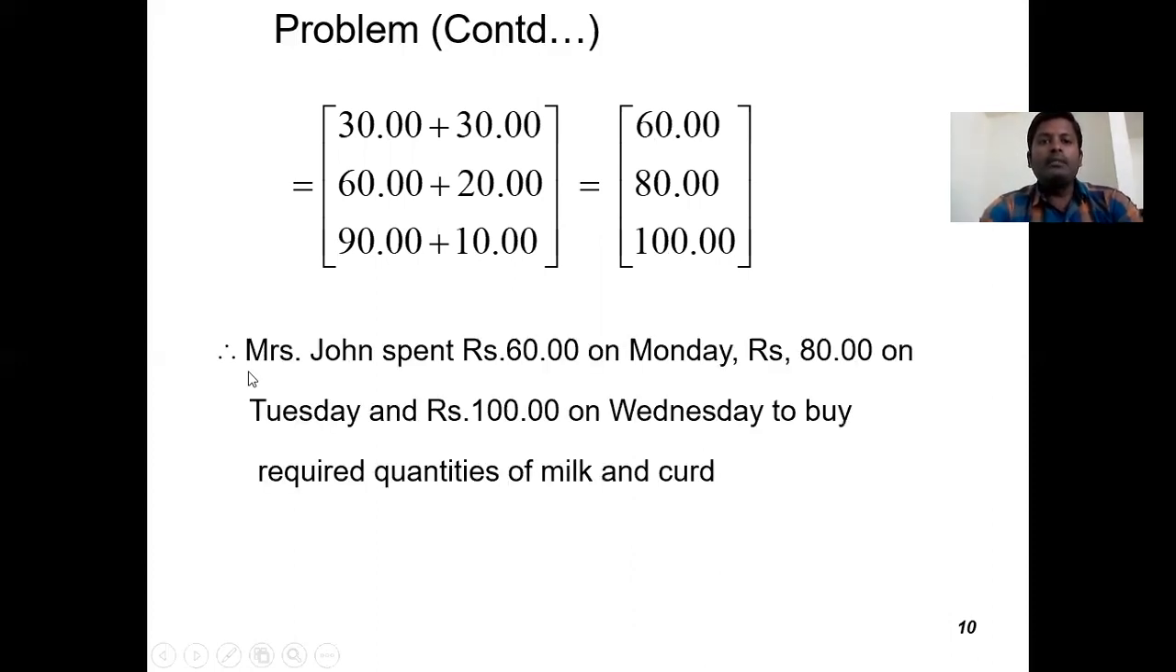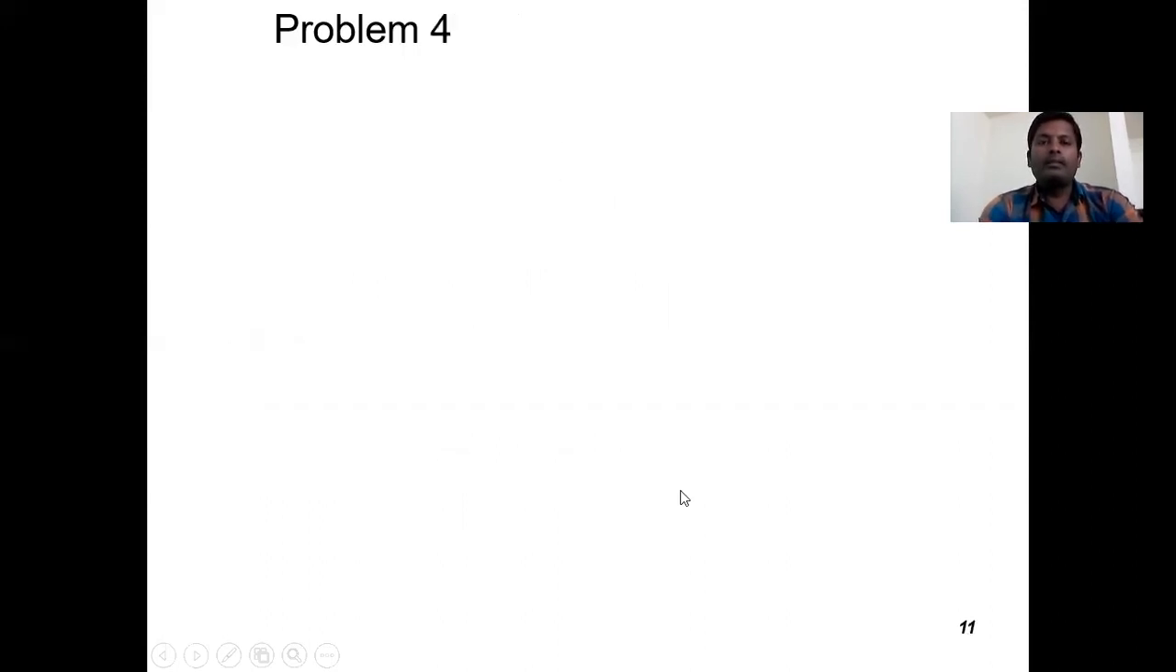Therefore, Mr. John spent 60 on Monday. This is Monday, this is Tuesday, this is Wednesday. Then we say that Mr. John spent 60 rupees on Monday, 80 rupees on Tuesday, and 100 rupees on Wednesday to buy the required quantities of milk and curd. Next, we go to problem number 4.